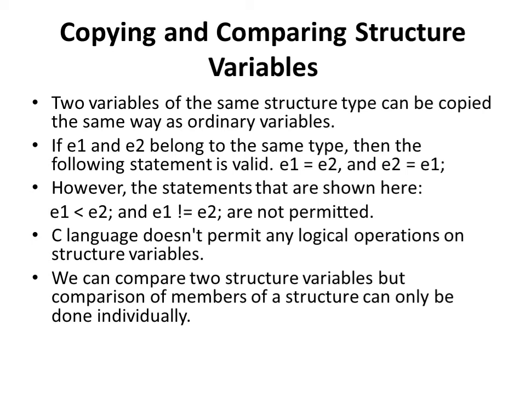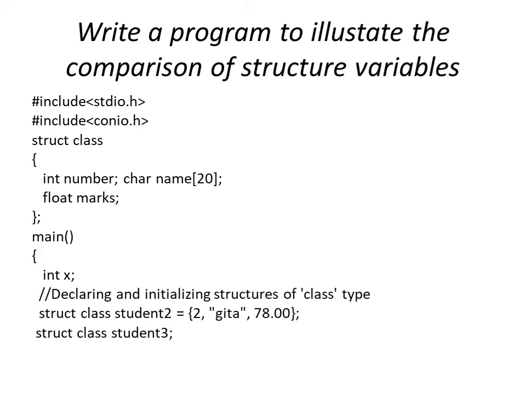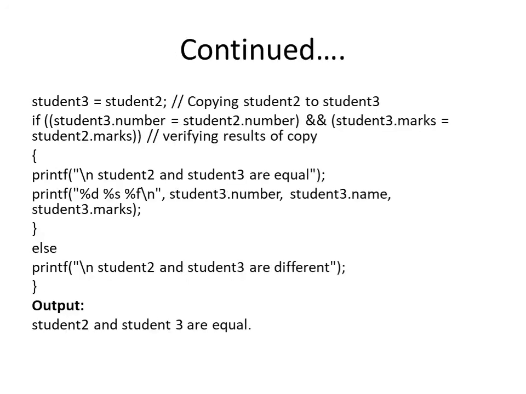However, the statements shown here for comparison, such as e1 less than e2 and e1 not equal to e2, are not permitted. The C language does not permit any logical operation on structure variables. We can compare two structure variables, but comparison of members of a structure can only be done individually. Student 2, see here I am showing student 2 being copied to student 3, equals student dot marks, verifying the results of the copy.